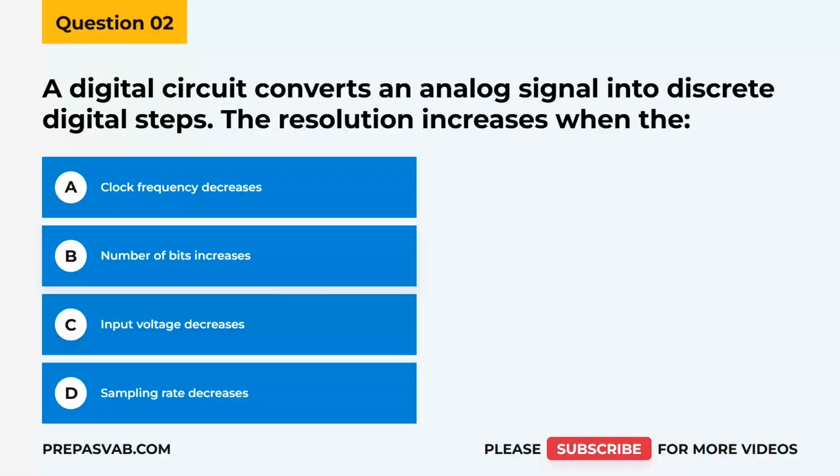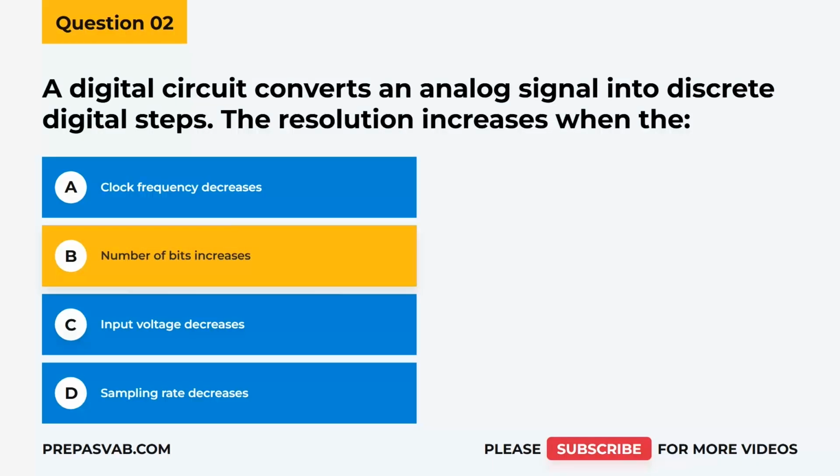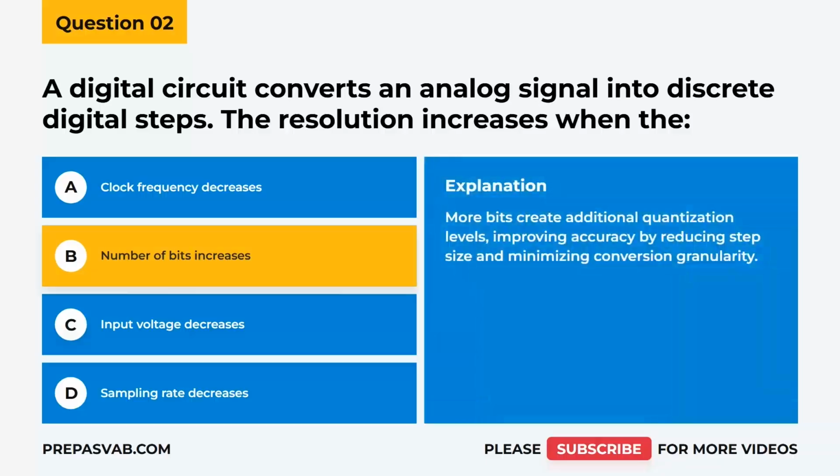Question 2. A digital circuit converts an analog signal into discrete digital steps. The resolution increases when the A. Clock frequency decreases. B. Number of bits increases. C. Input voltage decreases. D. Sampling rate decreases. The correct answer is B. Number of bits increases. More bits create additional quantization levels, improving accuracy by reducing step size and minimizing conversion granularity.